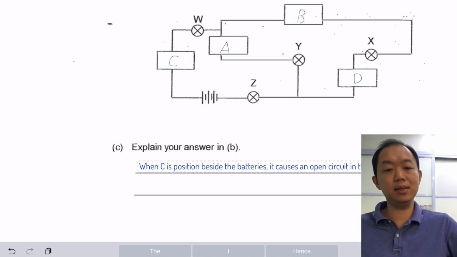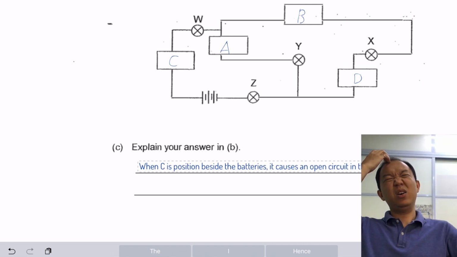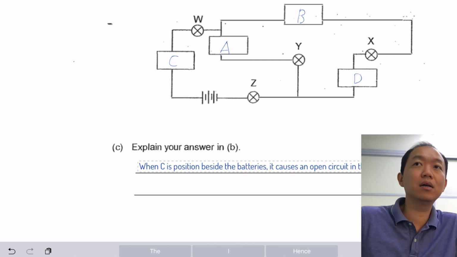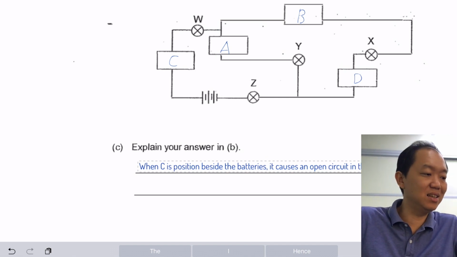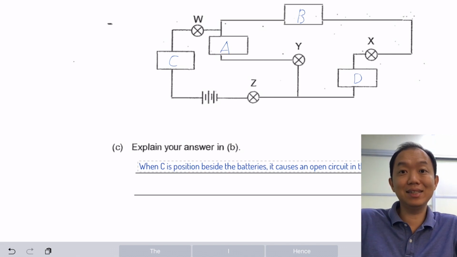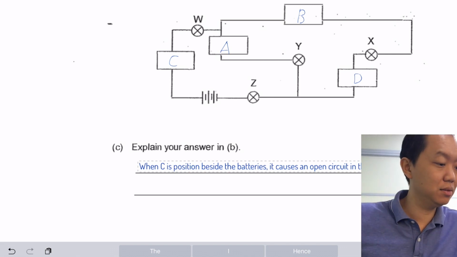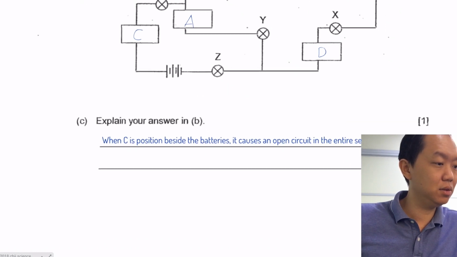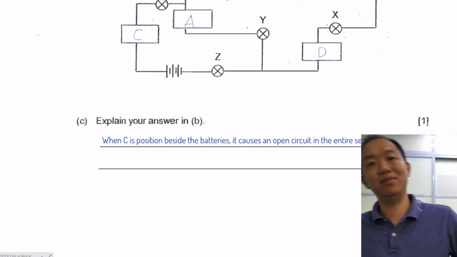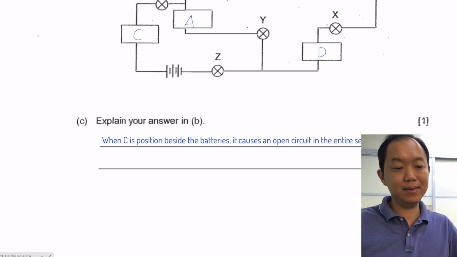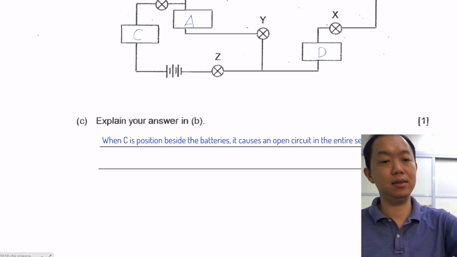Okay, so this is the open circuit. They test you on what's the closed and open circuit. When C is at that point, it becomes an open circuit. Open circuit. Okay? So the entire setup, you don't have any light, it's not lit.